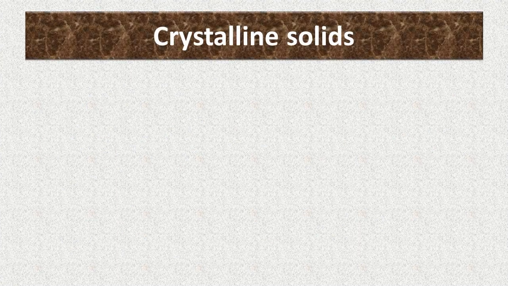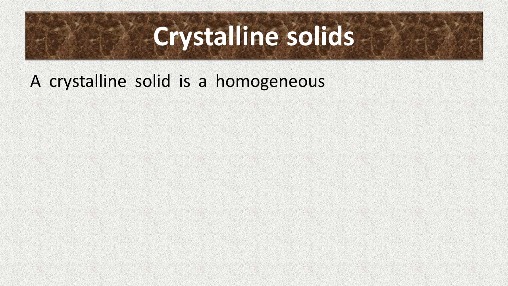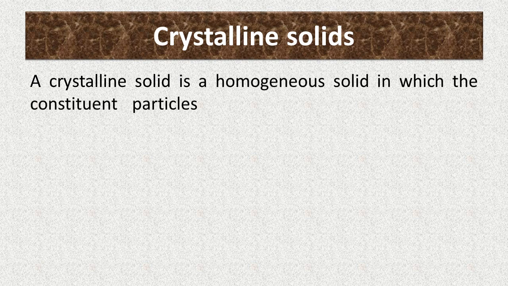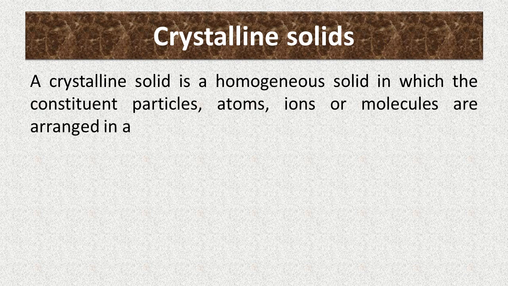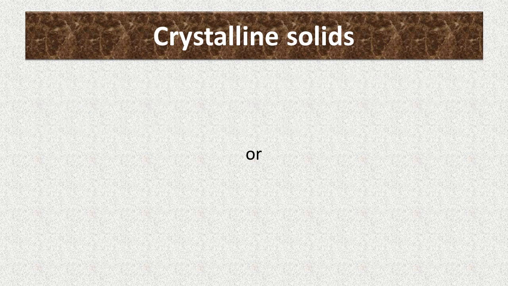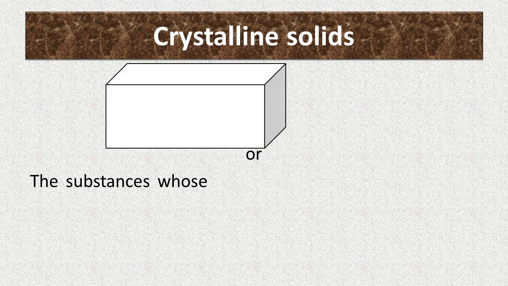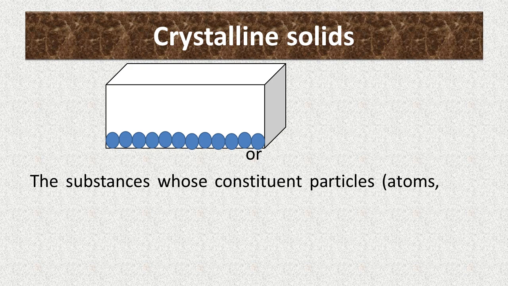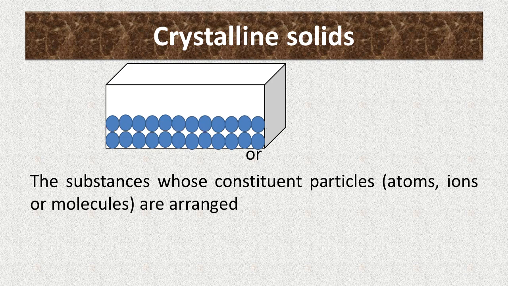What is a crystalline solid? A crystalline solid is a homogeneous solid in which the constituent particles, atoms, ions, or molecules are arranged in a definite repeating pattern. That means a crystal has a definite geometrical shape with flat faces and sharp edges.